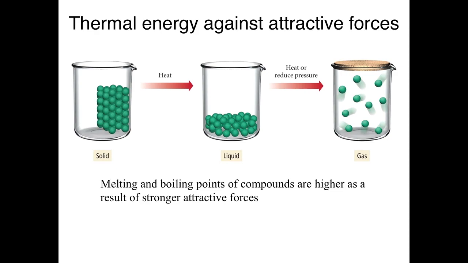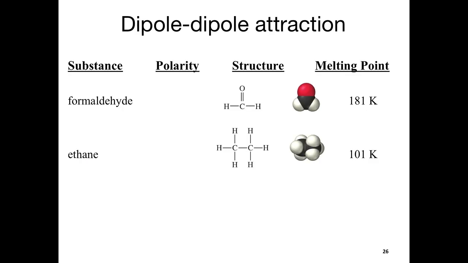So keeping that in mind, let's take a look at the attractive forces that exist between molecules. The first intermolecular force I want to talk about is called dipole-dipole attraction. To illustrate this point, let's take a look at 2 molecules, formaldehyde and ethane. These 2 molecules are good for comparison because they have the same mass and the same size, yet different melting temperatures. As you can see here, formaldehyde melts at 181 Kelvin, whereas ethane melts at about 101 Kelvin. Remember from last slide, what does it mean when something has a higher melting point? It must have some stronger attractive force, right?